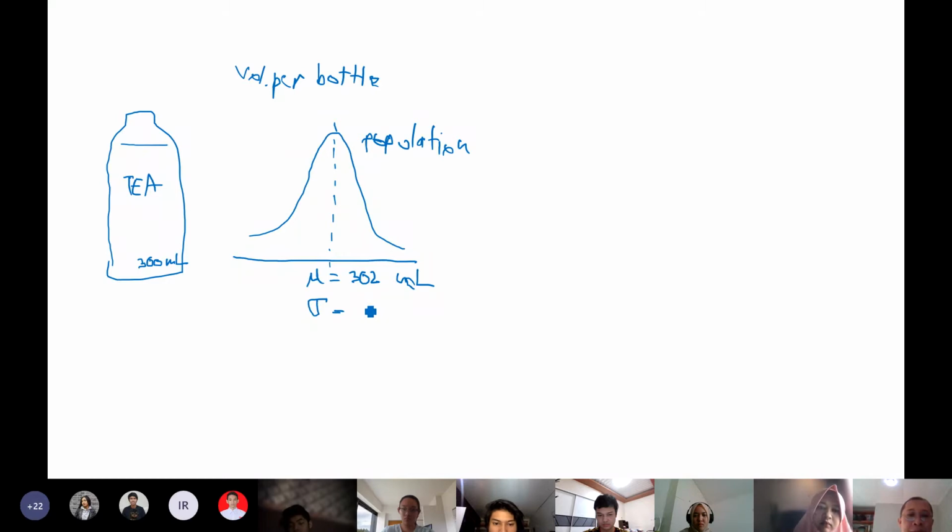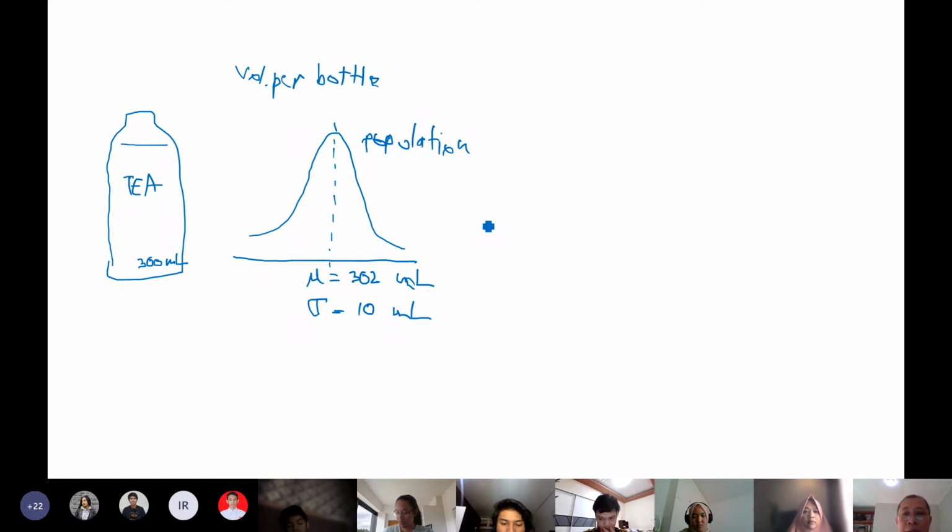Say sigma is, like so, the standard deviation of the population is 10 milliliter. So now we have two data descriptors, ya. Kita punya dua besaran mencari data, rata-rata dan simpangan baku, ya, ukuran pusat dan ukuran sebaran.